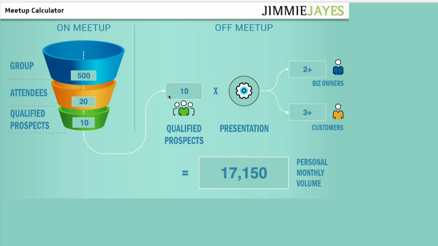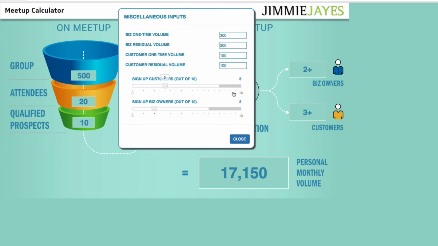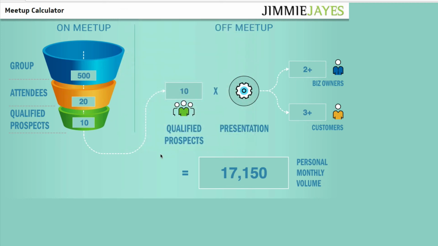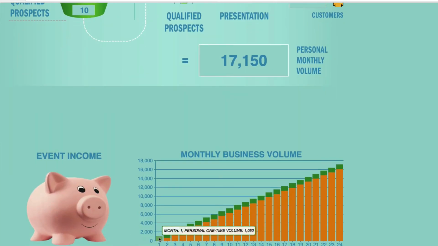So we take those 10 prospects, they all check out your presentation, and so we multiply 10 by whatever your closing rate is, right? How many customers get started out of 10, how many business owners get started out of 10, and then you also multiply that by your volume. So you put in whatever volume, PV, BV, GV, points, volume, whatever you call it in your company, go ahead and throw those numbers in here. What this is saying is that based on these numbers, our example person is going to bring in an extra 1,000 in volume month number 1, and in 24 months from now, his monthly volume is going to be 17,000.